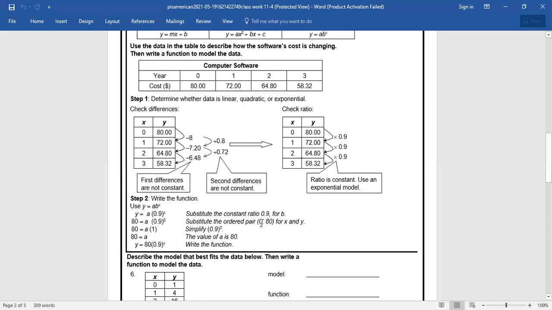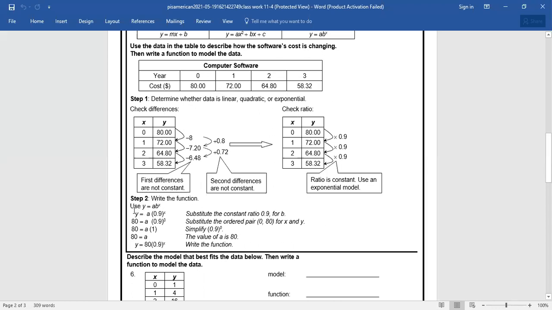Then we will substitute by using any ordered pair in the table, right? So we can say 0 and 80, the value of x will be equal 0. Then the value of y, 80, equal a times 0.9 to the power of 0, and anything to the power of 0 will be equal 1. Then 80 equal a, then the function will be y equal 80 times 0.9 to the power of x. So this is how we can write the exponential function.